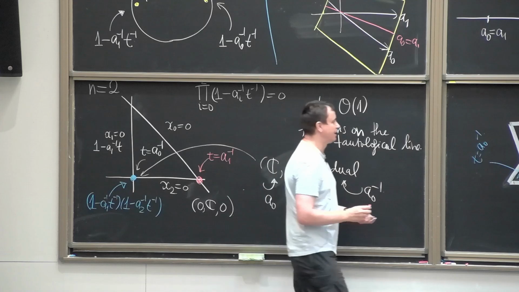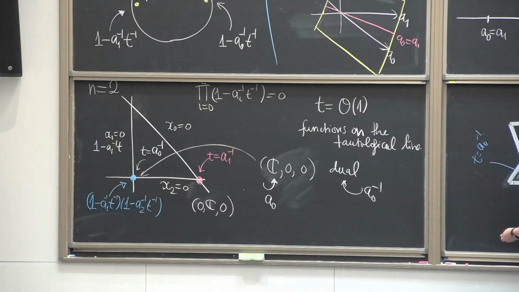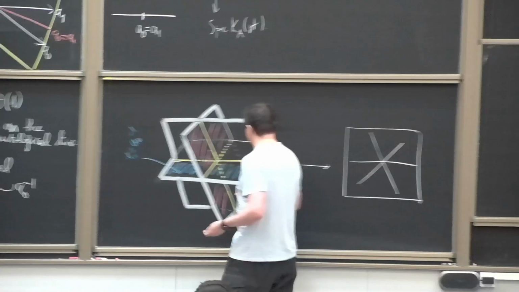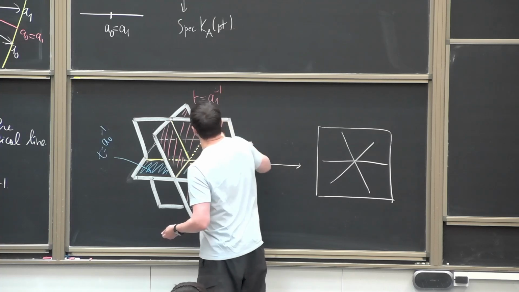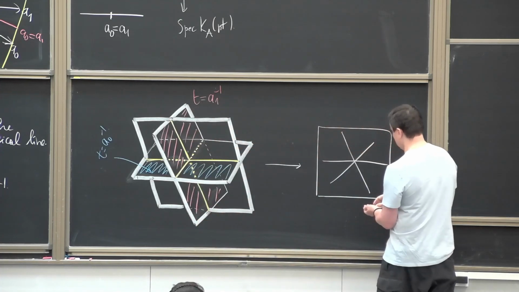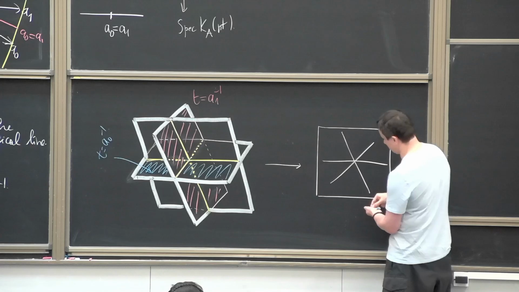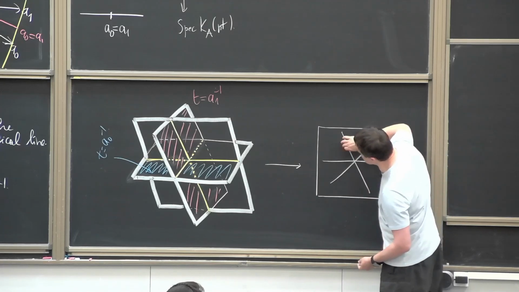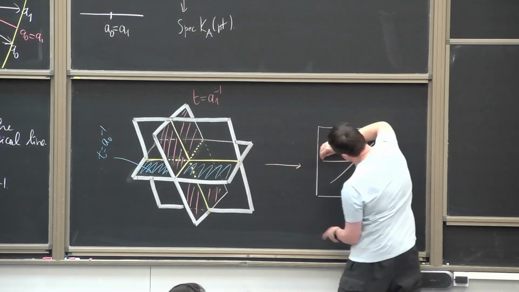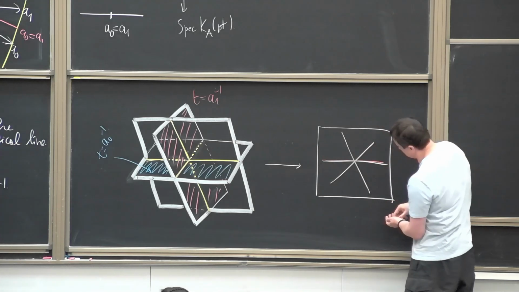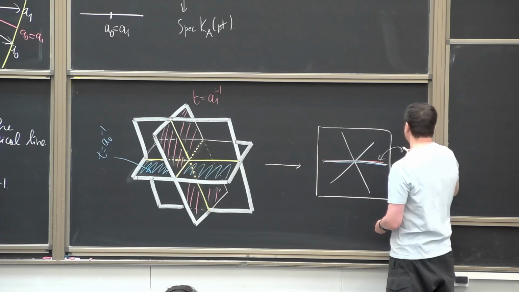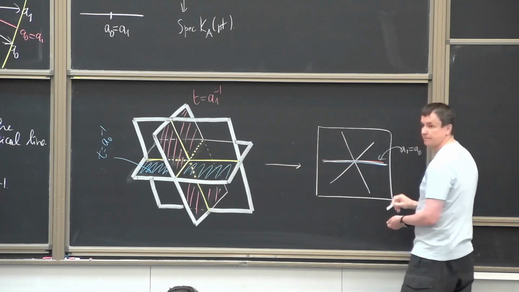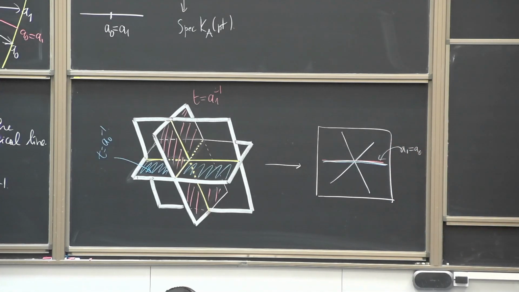So if I have another one, let's say this one, if this is the plane where T equals A1 inverse, then they intersect along the line which maybe I'll draw to indicate. So this is the line where they intersect. So this is the locus, I do red and blue. So this is the locus where A1 is equal to A0. Right? And similarly. So is that clear?